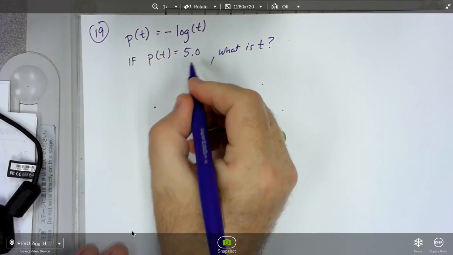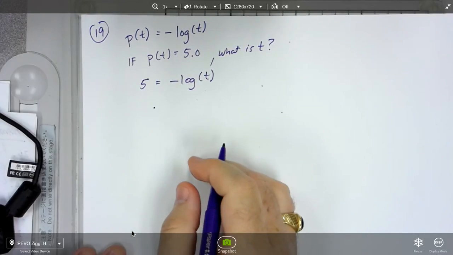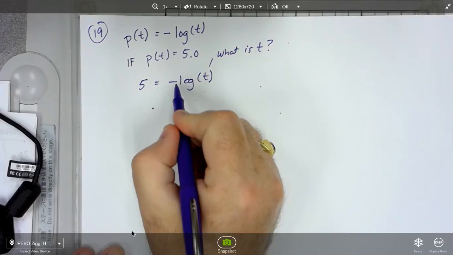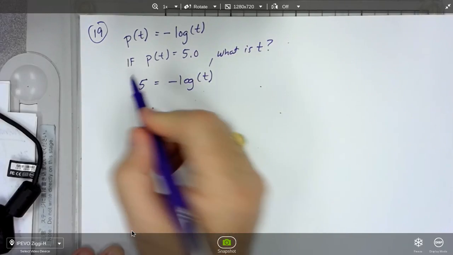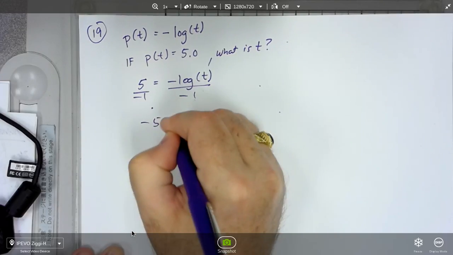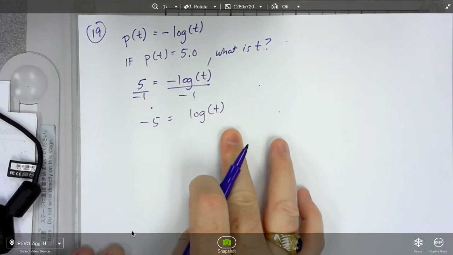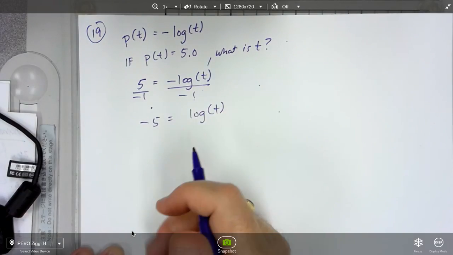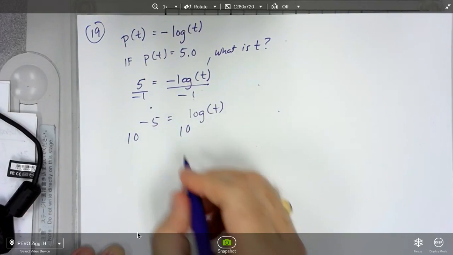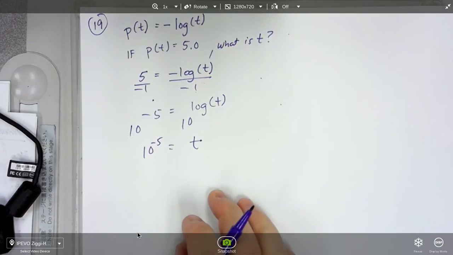So if I say 5 is equal to a negative log of T, can I move this negative to the other side? Yes. So I'm going to divide by -1. I get -5 is equal to log of T. What base is that? Can I exponentiate both sides? Yeah, I'm going to say 10 to the -5 and 10 to the log T is equal to T. So T is equal to 10 to the -5th power.